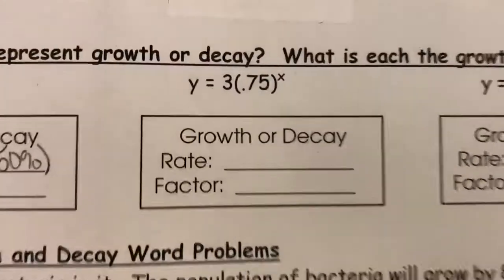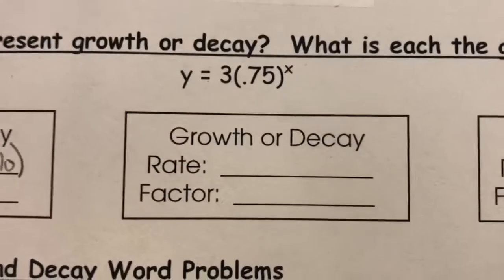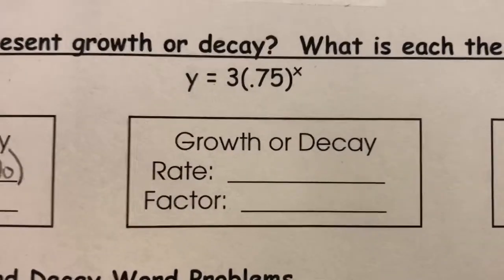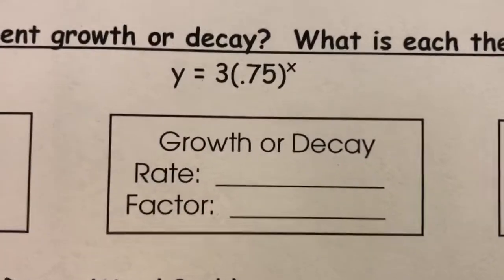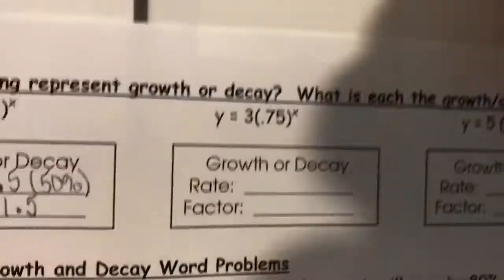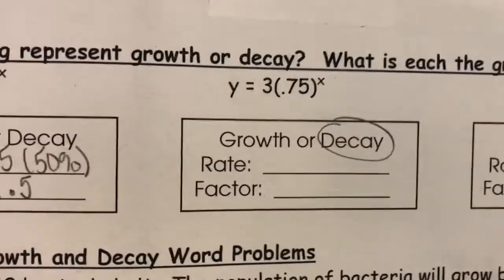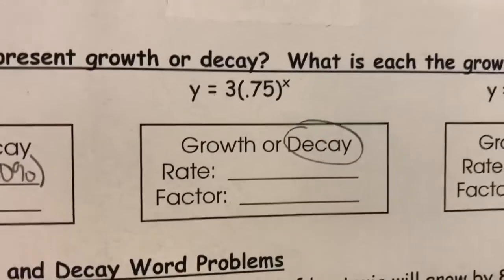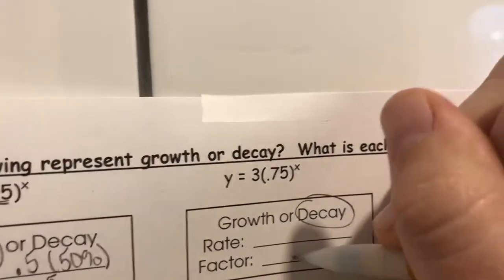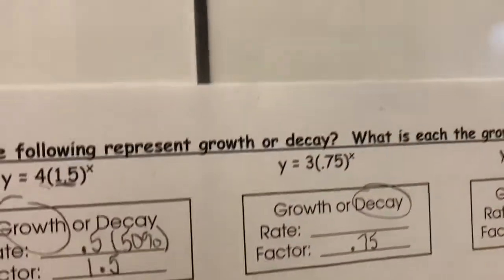Now this next one in my parenthesis, I have 0.75. So 0.75, hopefully everyone at home is going, well, that's less than 1. So that means I'm going to have a decay equation here. That's going to be getting smaller and smaller and smaller. And the factor is the entire parenthesis. So that's the easy part. We're going to just say 0.75 for my factor, and I'm done.